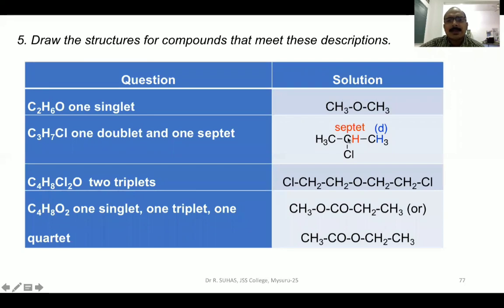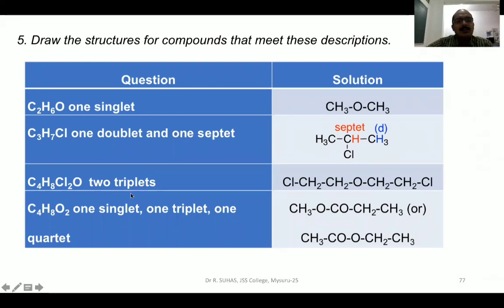Now we will see the splitting pattern. Whatever the splitting we get here should match with this. So this CH3 and this CH3 are both the same. So 6 plus 1 is 7. So this one is going to appear as a septet, whereas this has only one neighbor. That's why it is appearing as a doublet. He's telling one doublet and one septet. Another molecule.